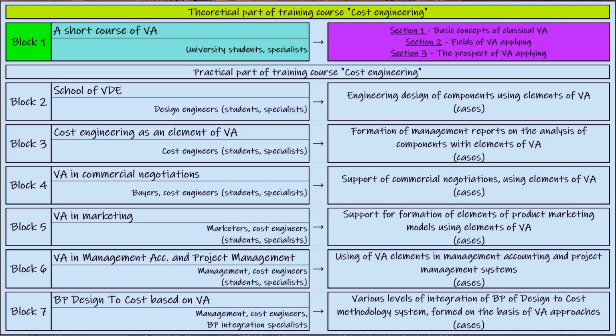Hello everyone! Within the section Basic Concepts of Classical VA, Block 1 of the Cost Engineering Training course, we will consider the concepts of a component of an object of analysis, as well as structural and functional models. The role of structural and functional models is to set the degree of abstraction of consideration of the conditional design structure, or list of functional carriers, FC, of the components and the complex of its inherent functions.